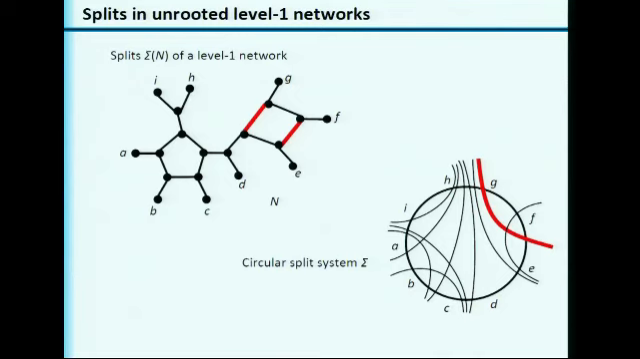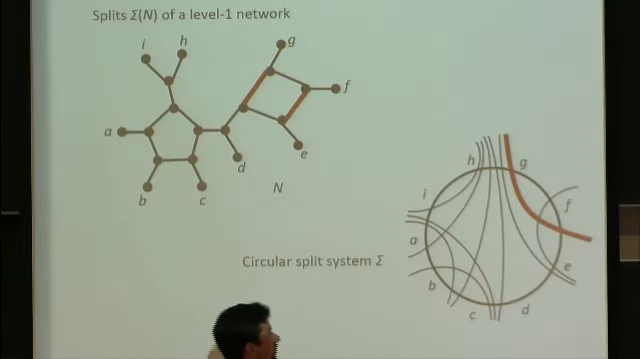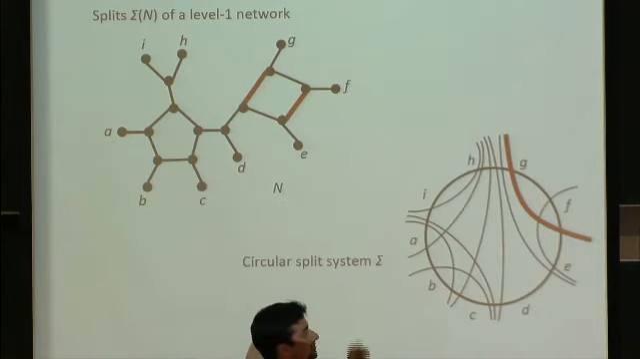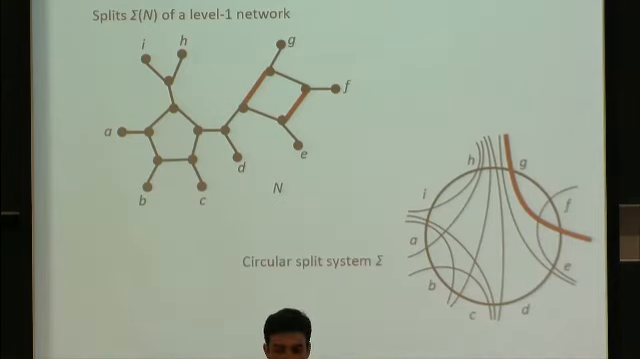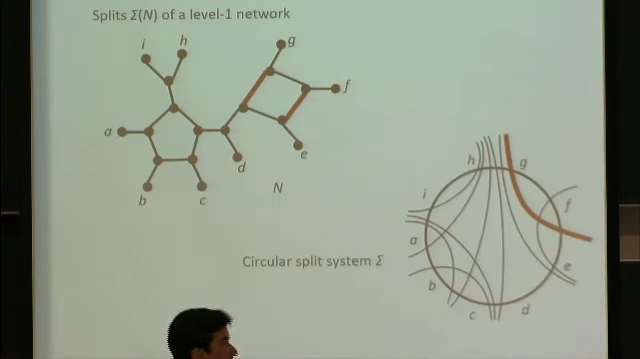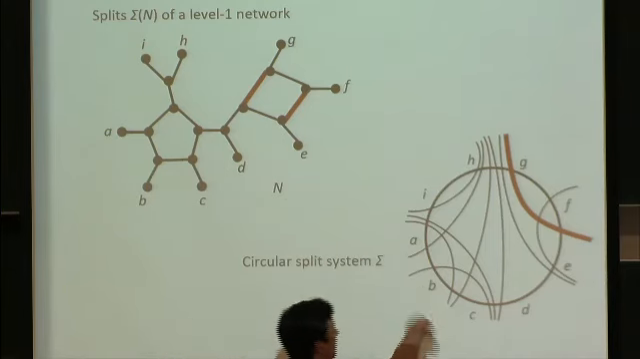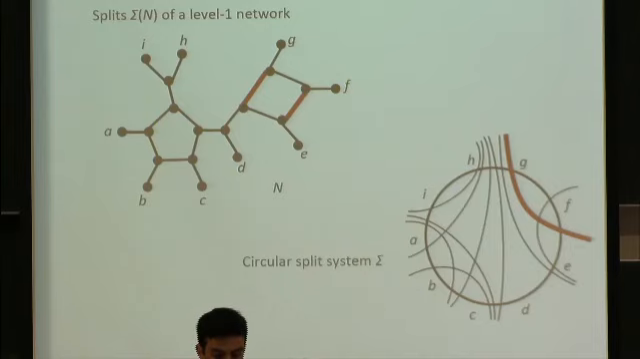So if you have an unrooted level 1 network like here, I haven't defined what a circular split system is. The thing is, there must exist an ordering of the leaves, a circular ordering of the leaves, such as the one shown here, where each split appears as a bipartition between two circular intervals along this order. So here, for example, you have this split GF with another interval of leaves on the other side.